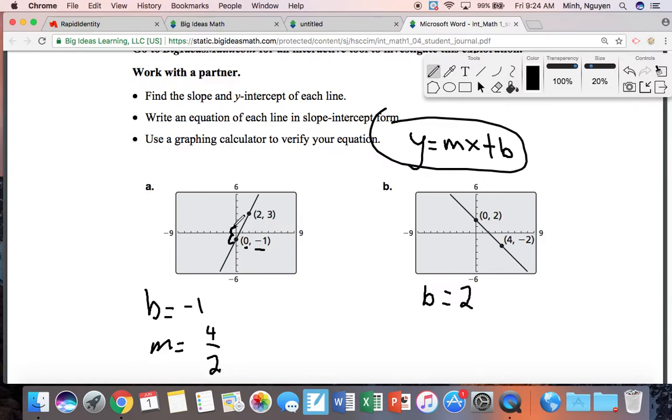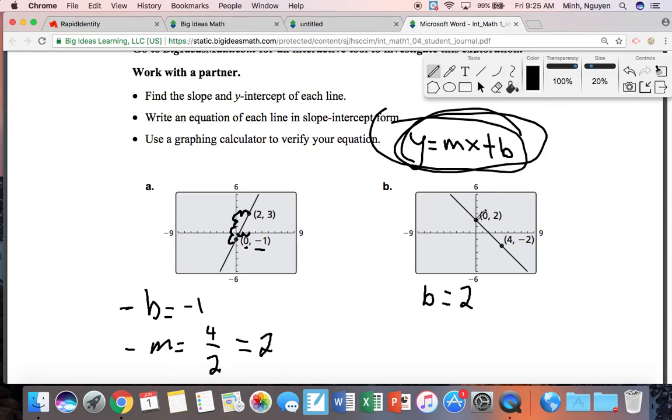So up 1, 2, 3, 4, and over 1, 2. If you're having a hard time counting, it's right here, 1, 2. So then this would be 2. So the m would be 2, and the b is equal to -1, and we would just replace m and b in this template right here.